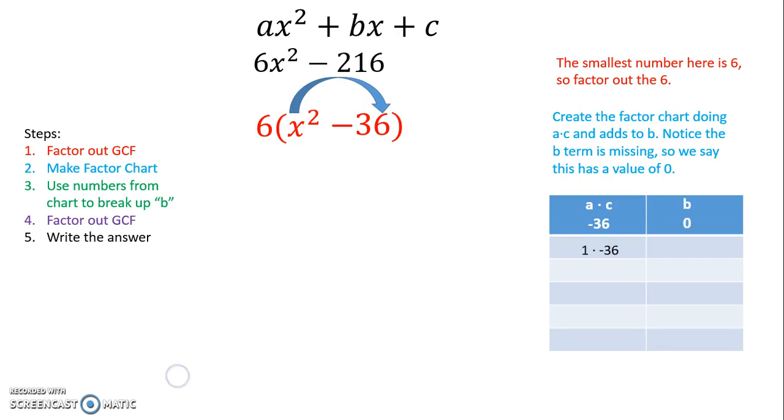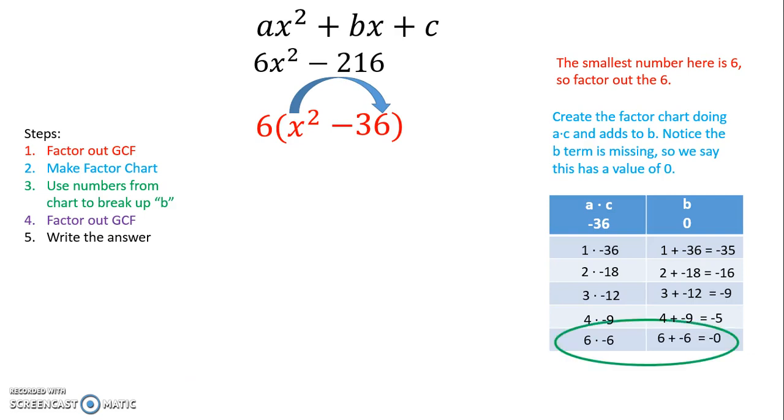So my factors of negative 36 are 1 and negative 36, which adds to be negative 35. 2 times negative 18 gives me negative 16. 3 times negative 12 gives me negative 9. 4 times negative 9 will give me negative 5. And 6 times negative 6 gives me 0. So those are the factors that I'm looking for to split up that 0 term that we don't have written down. So I'm going to split up 0 using 6x and negative 6x.